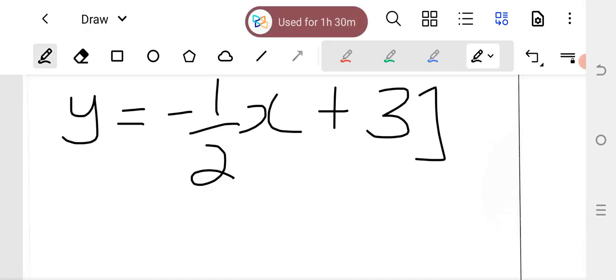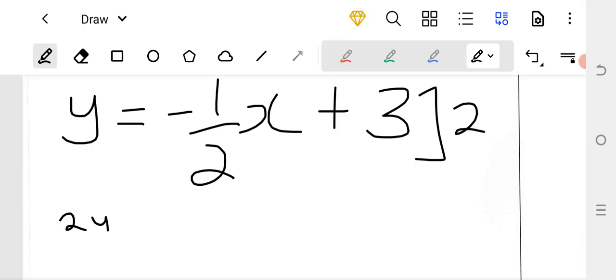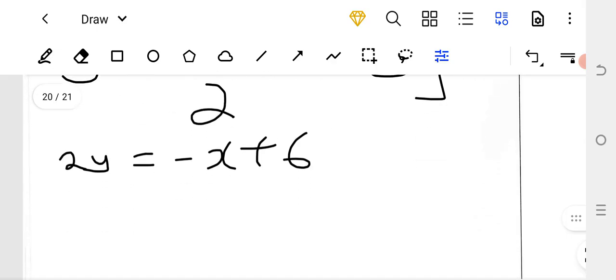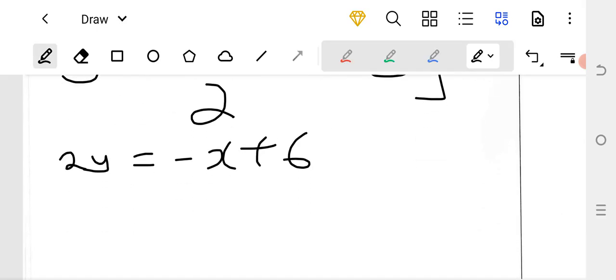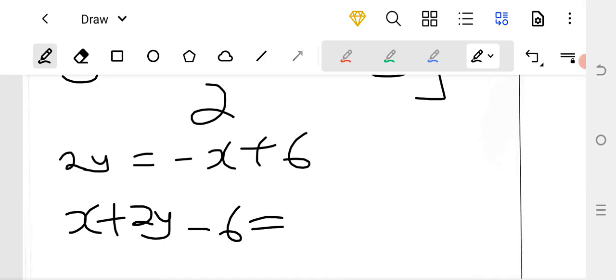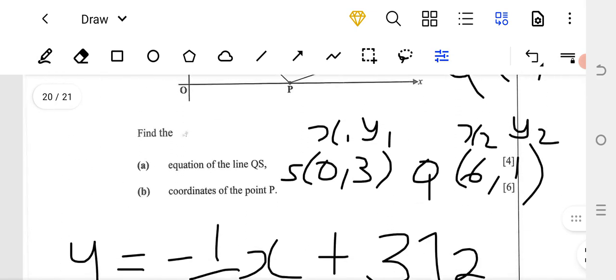Then we multiply throughout by 2. We are going to have 2y is equal to negative x plus 6. Then if you write in the standard form, we are going to have x plus 2y minus 6 is equal to 0. So this is the equation of QS. Equation of QS is that.